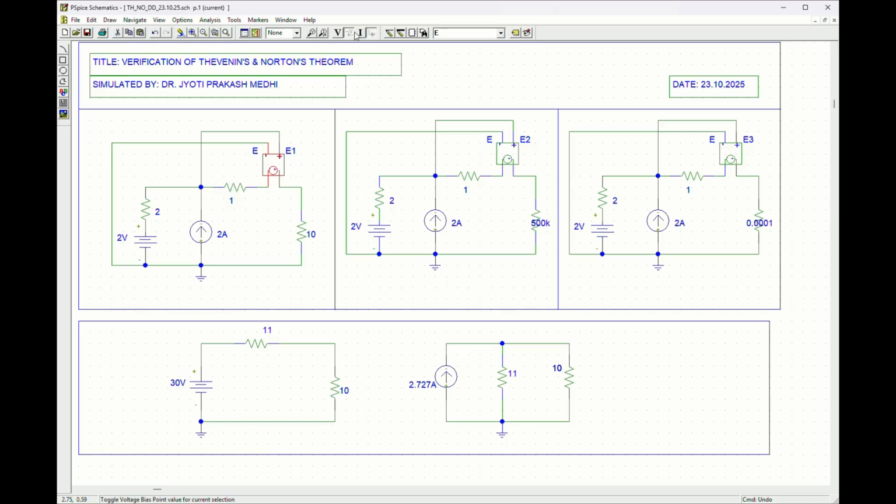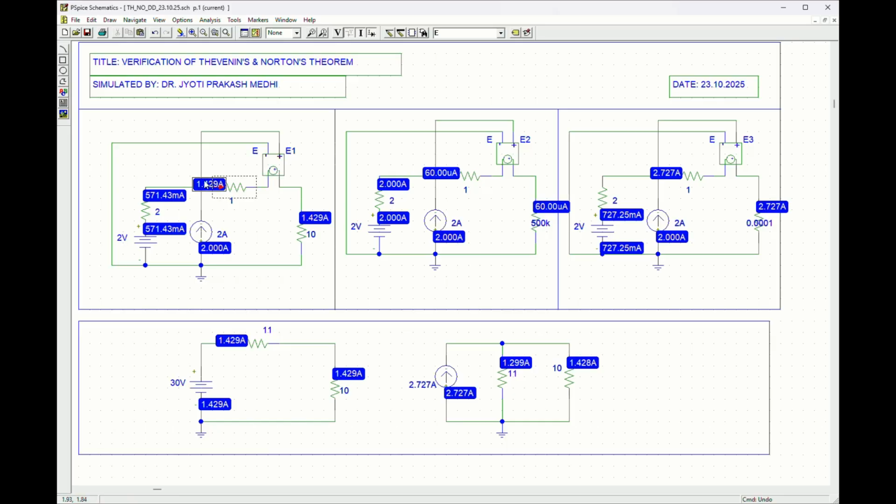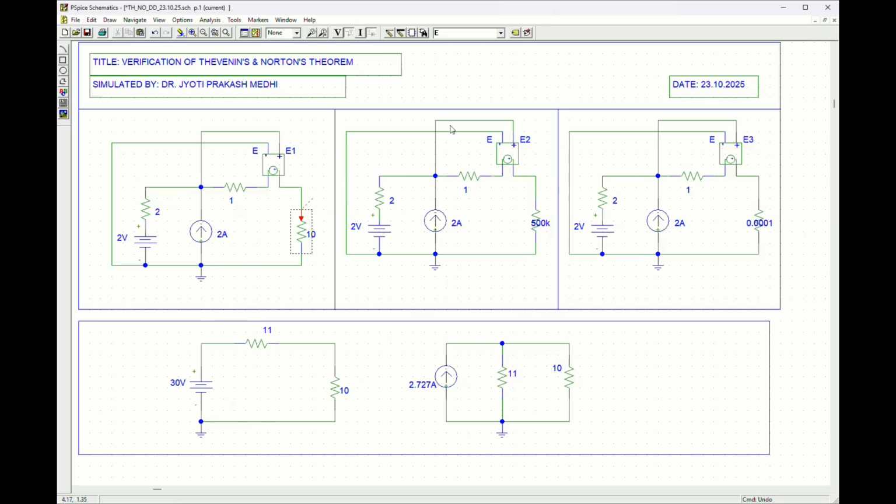Now if we run the circuit and check the current, it is 1.429. This is our current across the load. Now let's see about VTH and ISC. The same circuit has been considered here, and for determining VTH, the RL value is increased to a very high value, and to determine ISC, the RL value is decreased to a very low value.